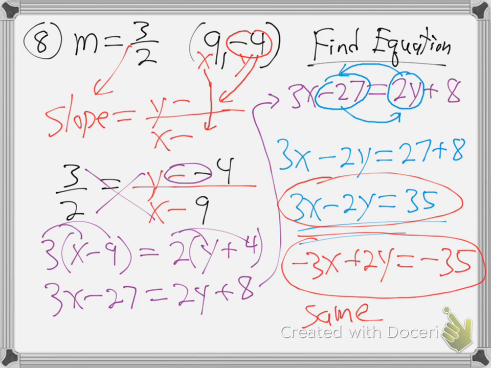So at any time you have an equal sign problem in any situation, you can multiply both sides by negative 1. What you get is the same. So they're both good. Either one is good. Both are good.